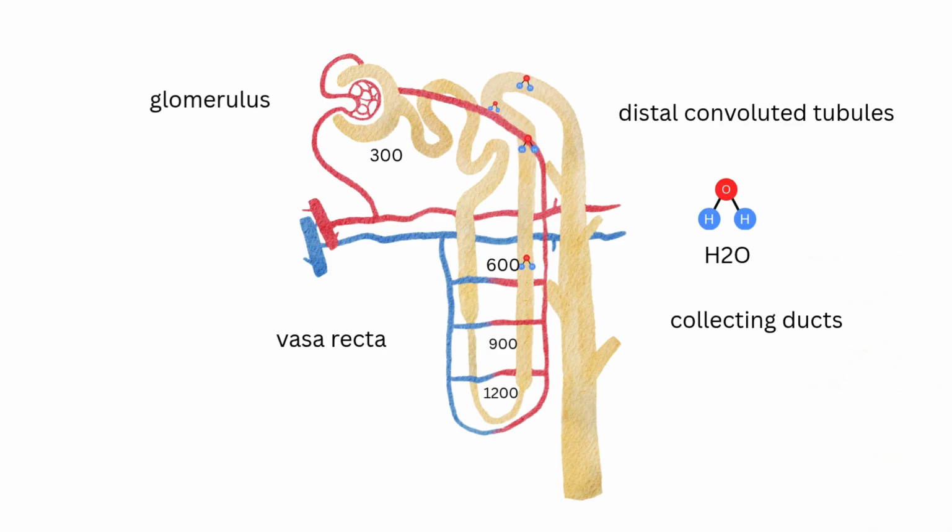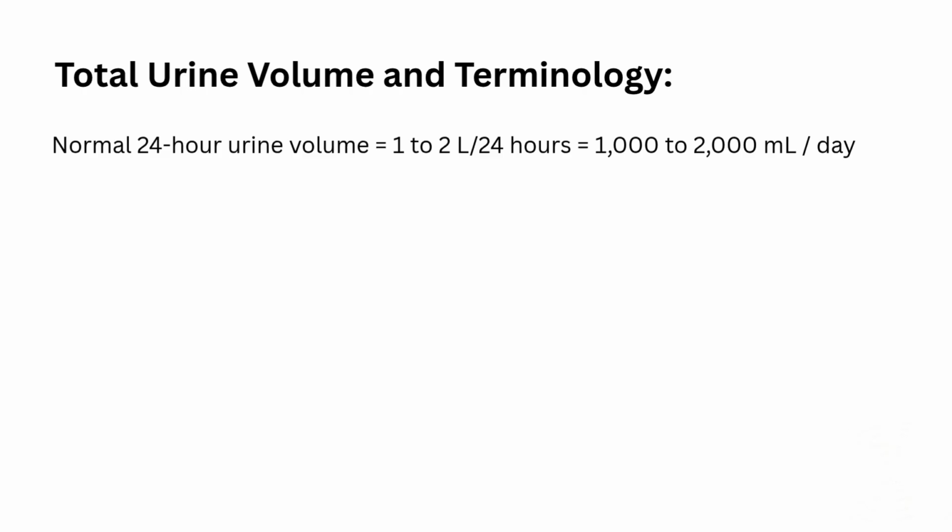Normally, water will not go through impermeable ascending loops of Henle, distal convoluted tubules, and collecting ducts unless there is a disease or hormones. In a 24-hour period, a normal urine volume is 1 to 2 liters per day. And here's some terminology.